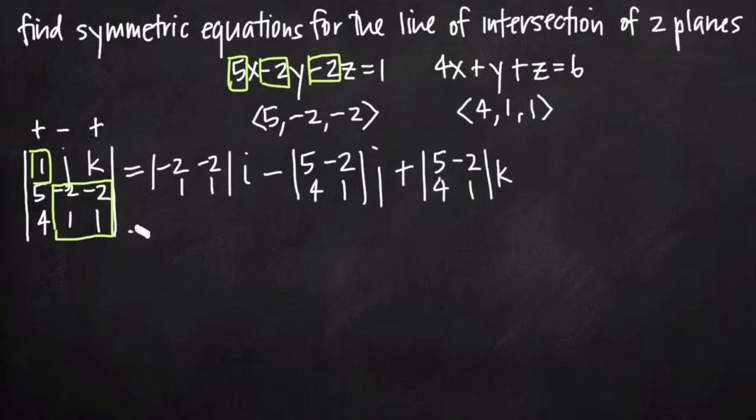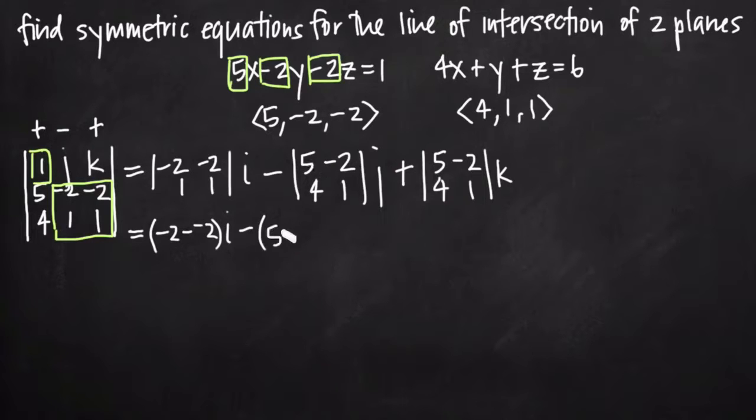Now, in order to simplify this, remember that when we have a 2x2 matrix, we just multiply the value in the upper left-hand corner by the value in the lower right-hand corner. So -2 times 1 is a -2, and then subtract from that the product of the lower left-hand corner and the upper right-hand corner. So 1 times -2 is a -2. Multiply that by I. Then we have a minus sign here.